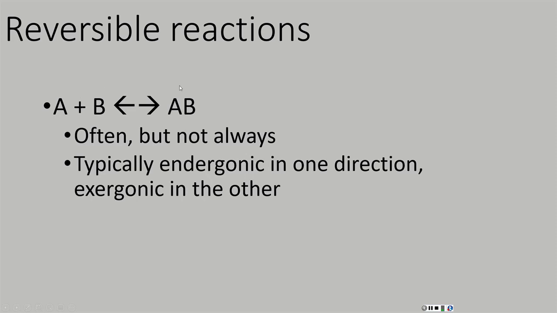Some reactions can only go one way. Some reactions can go one way or the other. We say that that reaction is reversible. Most of the time a reaction is reversible, but not always. Some reactions are not reversible. And typically, reactions that are reversible are endergonic in one direction and exergonic in the other. We're going to see that when we start talking about ATP in the next lecture. We have to put energy in for the reaction to occur, but then when the reaction goes the other way, that energy that we put in is released.